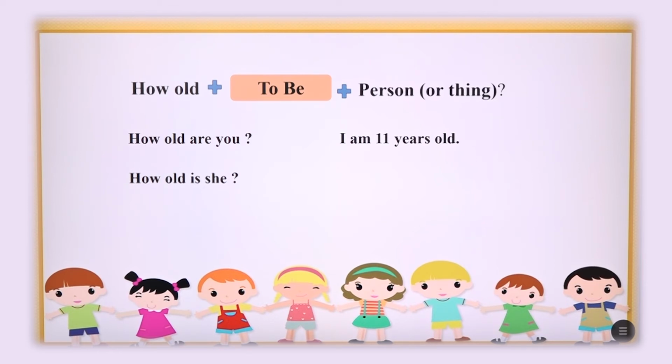Let's see some examples. How old is she? She is 12 years old.